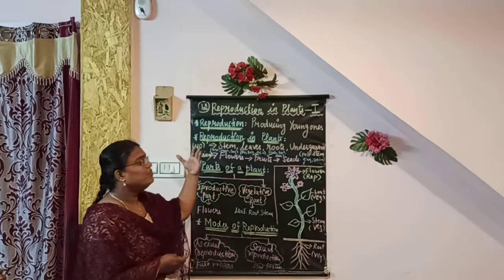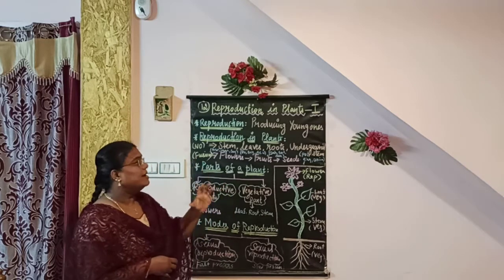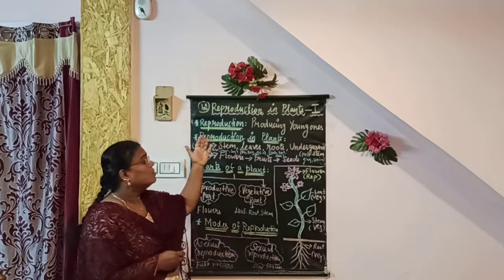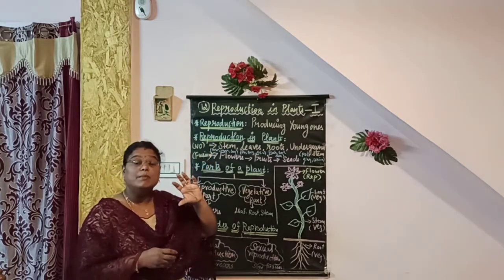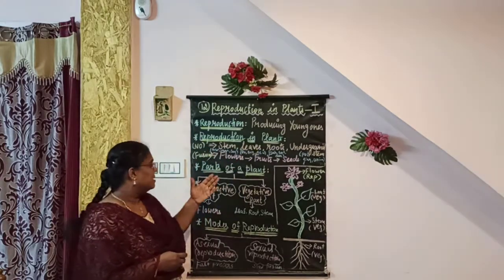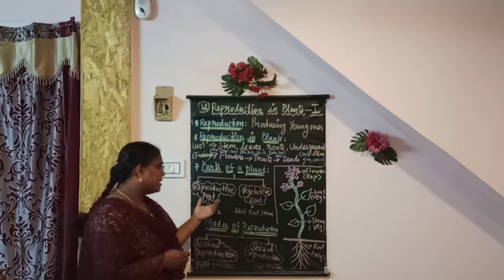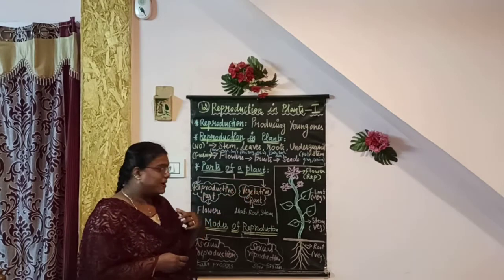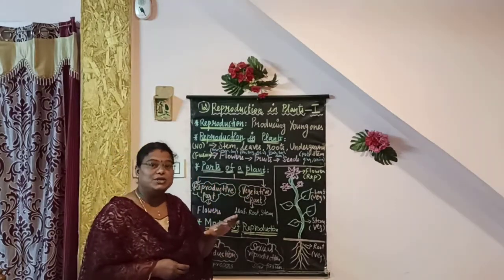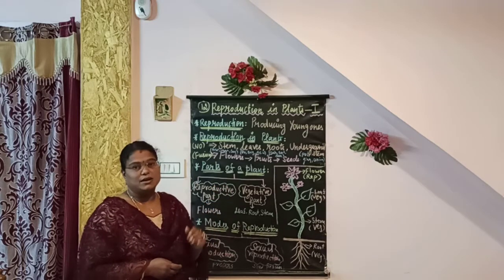So in part 1 we saw some introduction, and we discussed topics like what is called reproduction, and also many important life processes and reproduction in plants, parts of a plant, that is reproductive part and vegetative part, and modes of reproduction. And in part 2 we'll discuss the remaining things.